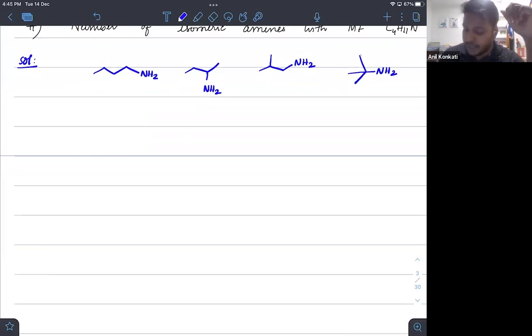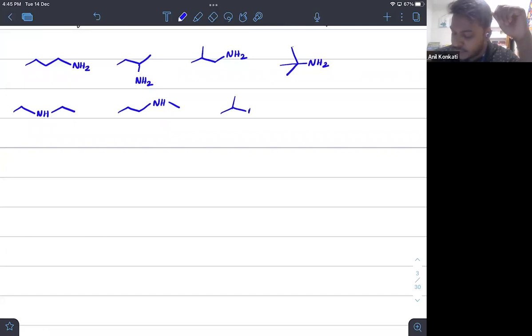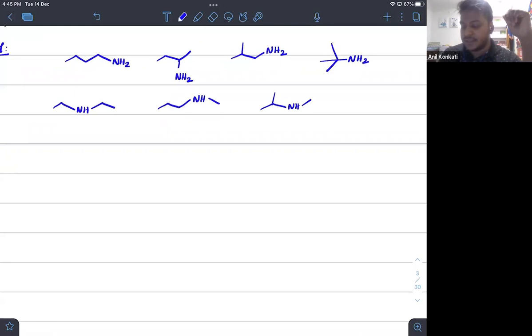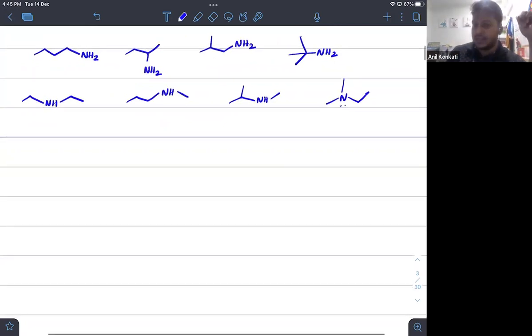So first write the primary amine cases and then write the secondary amine cases. So I can have two methyls on one side. I can have three methyls on one side and one methyl on the other side, right? So these two. I can make it as isopropyl with one methyl on this side. So these are the ways I can write it as secondary amines. And I can put tertiary amine as one of the cases like this. These are the tertiary amines here.